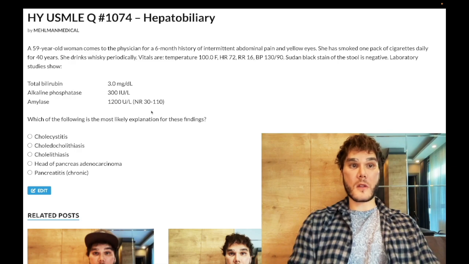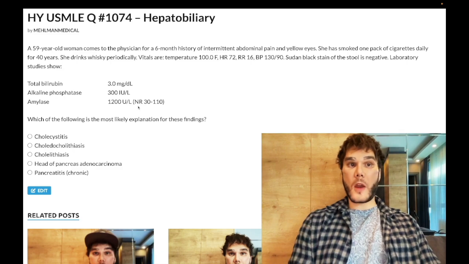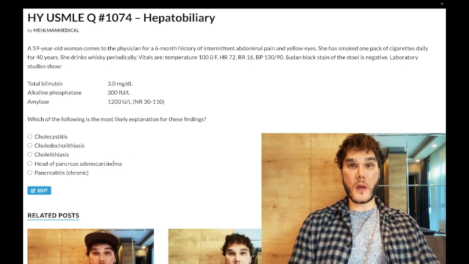Now, head of pancreas cancer: I gave you a smoker here, who drinks periodically, but we know it's not head of pancreas cancer because they're not going to give you elevated pancreatic enzymes with pancreatic cancer. Students frequently mess that up. Pancreatic enzymes are not elevated with pancreatic cancer. That's how we eliminate choice D here.